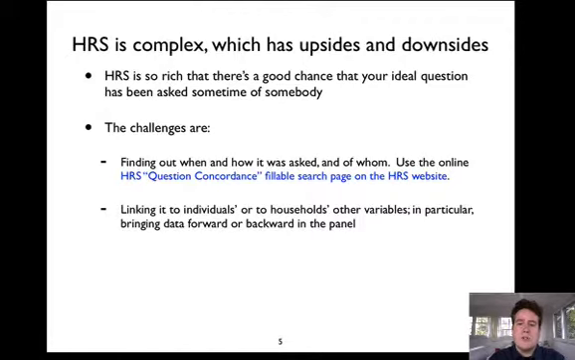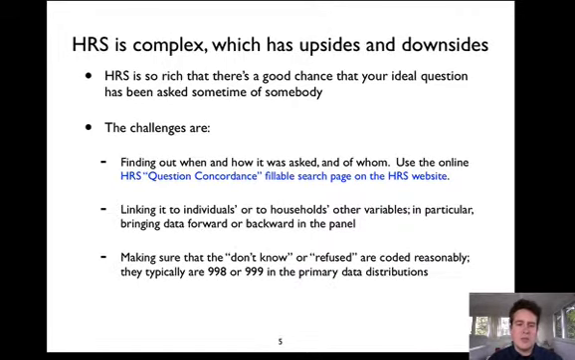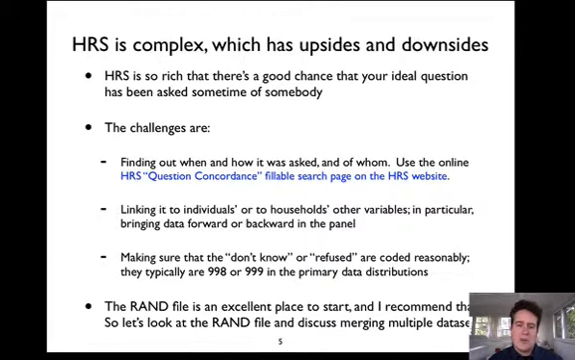So the challenge is that if you find it, you are linking what you find to individuals or to households, other variables, and in particular bringing data forward or backward in the panel. If you look at the underlying data in the HRS files rather than the RAND file, you need to make sure that the don't know or refused data are coded reasonably. They usually will show up as numerics in the primary data distributions, and you probably don't want that to happen. So the RAND file is where I think you should start. Let's have a look at that and talk about merging multiple data sets.